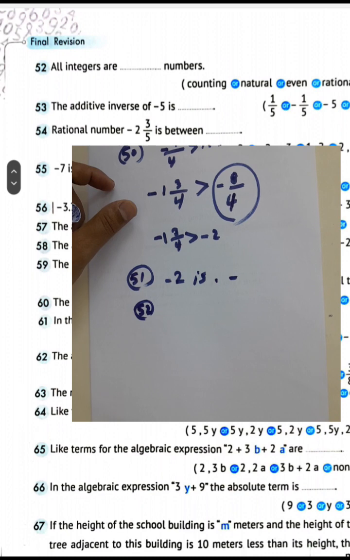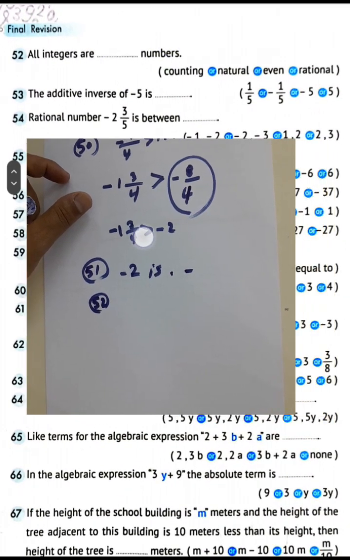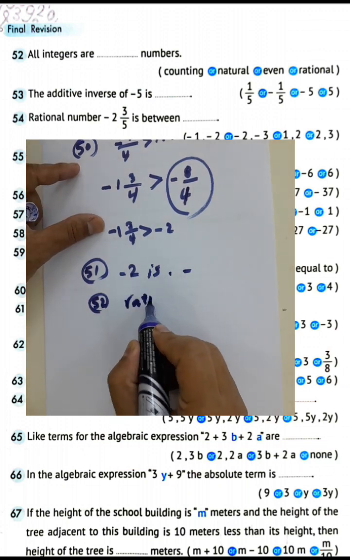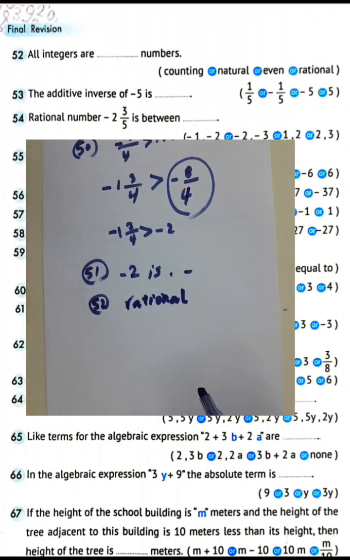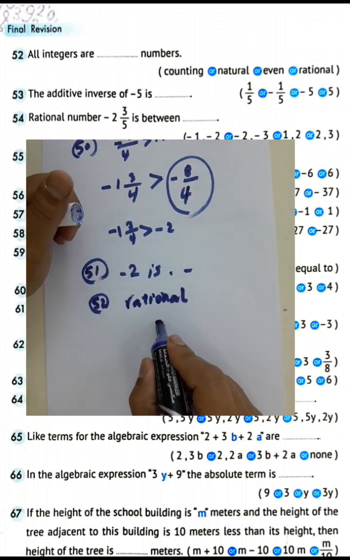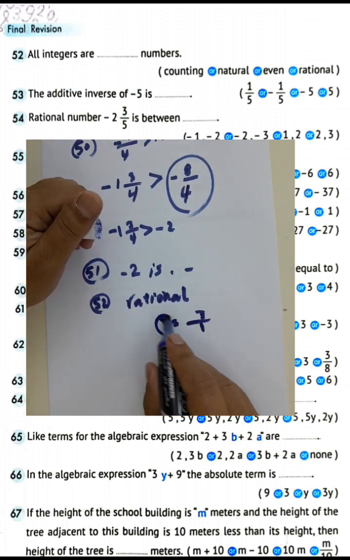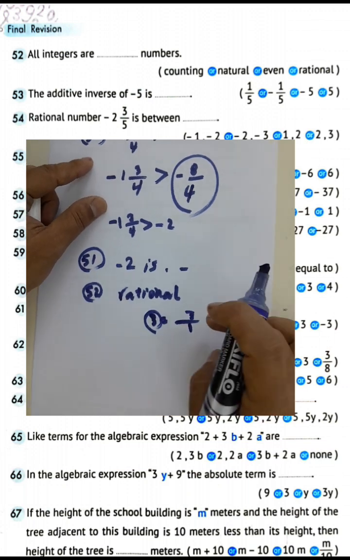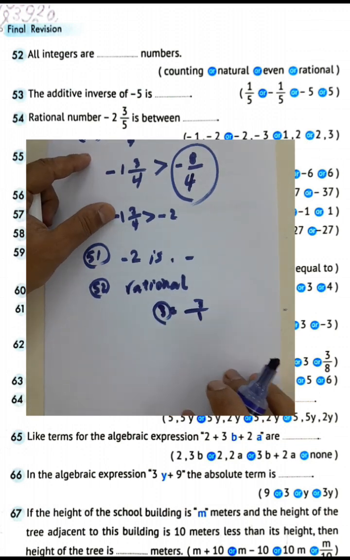Question 52, all integers are space numbers. All integers are rational numbers, because any integer we can write in the form a over b. Such that 3 equals 3 over 1. Then 3 we call an integer and also a rational number, because 3 we can write in the form a over b, it will be 3 over 1.